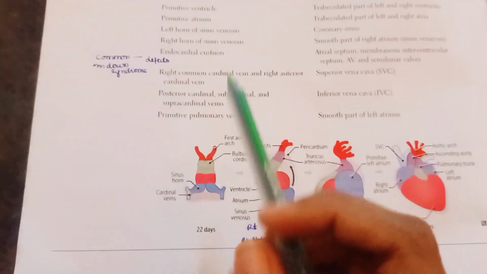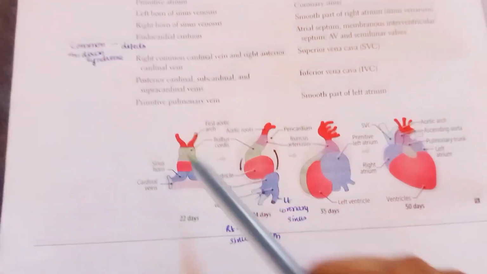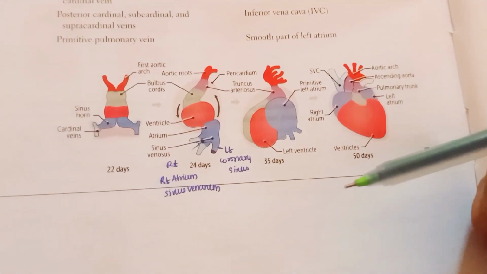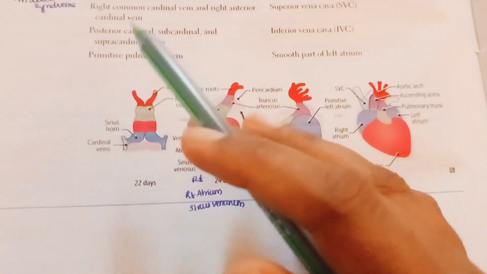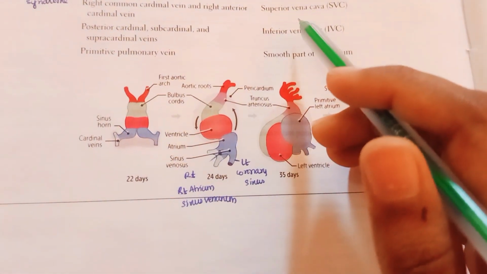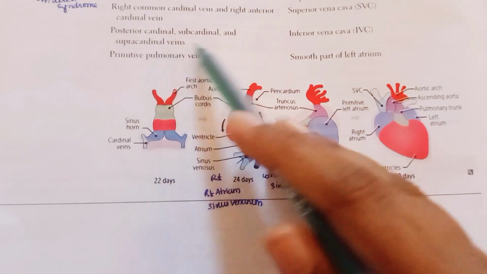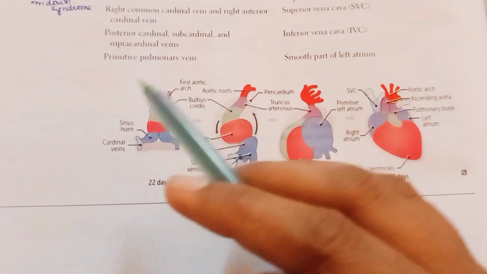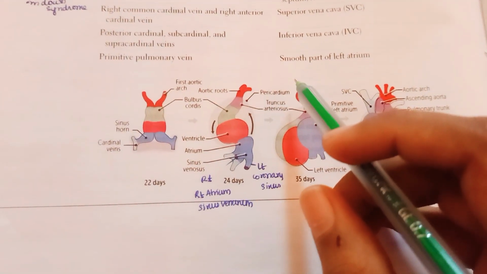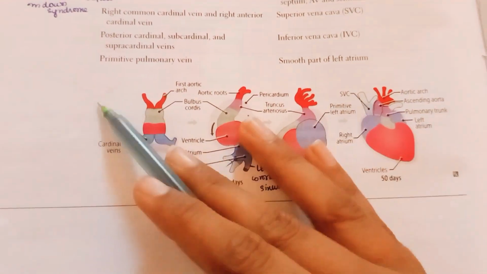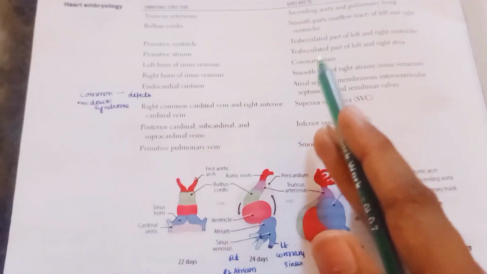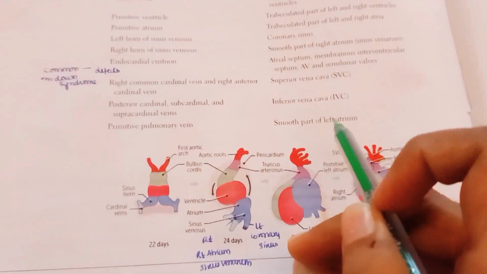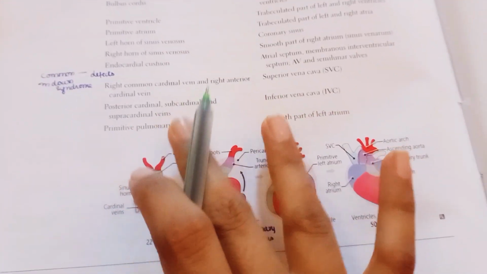Common defects in endocardial cushion can be seen in Down syndrome. Next, coming to right common cardinal vein and right anterior cardinal vein. Okay, so these veins form the superior vena cava, whereas posterior cardinal, subcardinal and supracardinal veins form the inferior vena cava. Primitive pulmonary vein forms the smooth part of left atrium. Okay, whenever you say primitive, actually I said remember trabeculated part, but primitive pulmonary vein forms a smooth part of left atrium. This is an exceptional thing you need to remember.